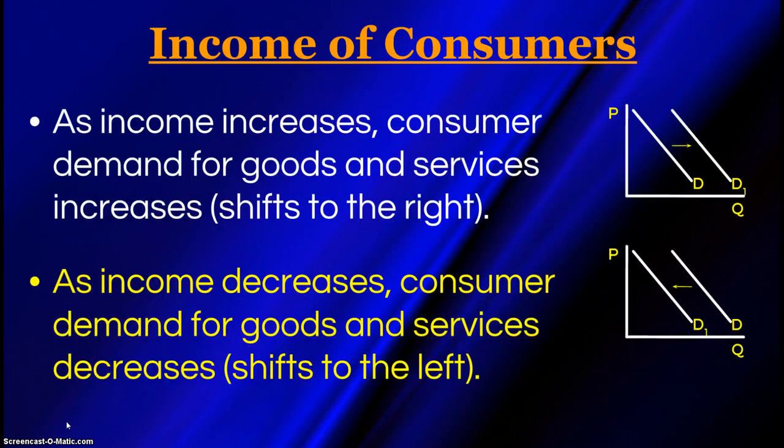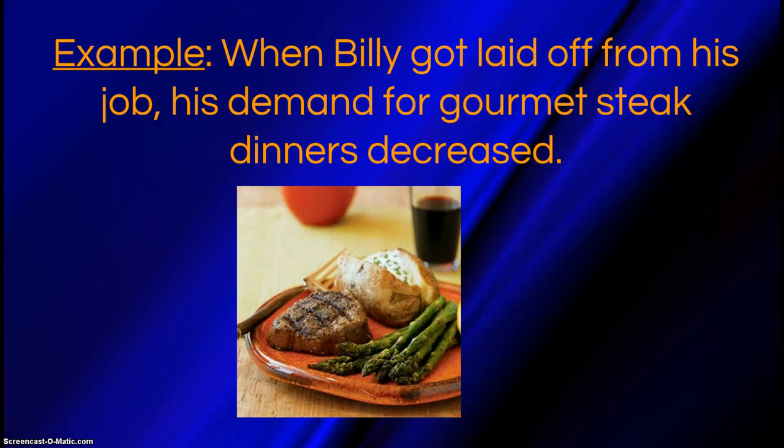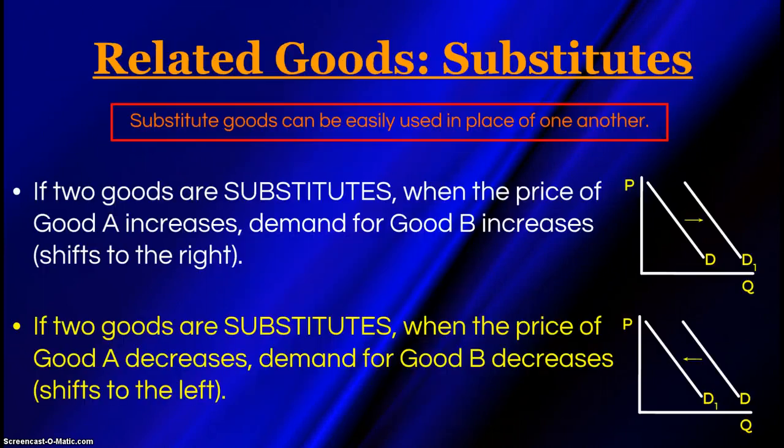When the income of consumers increases, the demand for goods and services increases. When incomes decrease, consumers demand fewer goods and services, so we get a shift to the left. So if Billy gets laid off from his job, he's not going to eat as many gourmet steaks, or the number of those types of dinners is going to go down.